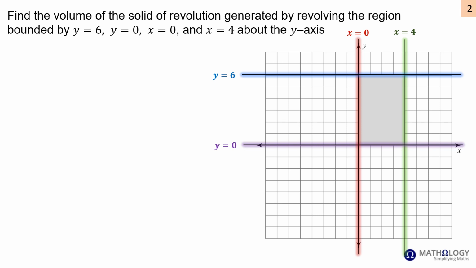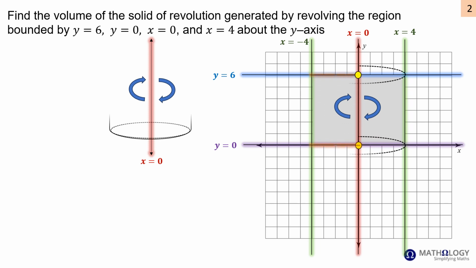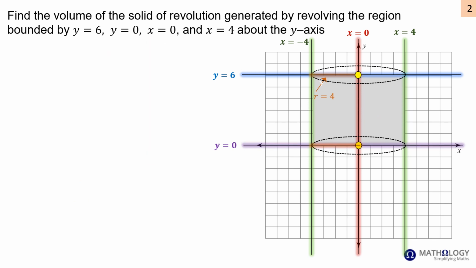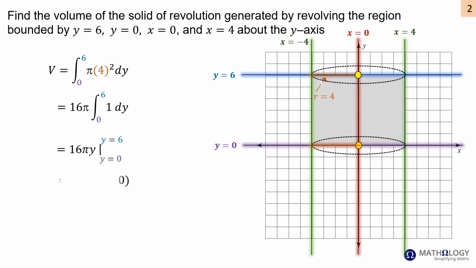Okay, we have the same problem here, but now we are rotating the solid about the y-axis. Now, since the bounded region is now type 2, the boundaries of integration are the lines y equals 0 and y equals 6. We are also now integrating with respect to y as opposed to with respect to x, as in the previous problem. So the volume is now given by the integral from y equals 0 to y equals 6 of pi r squared dy. The radius of the cylinder is 4 units, so the volume of the cylinder equals 96 pi units cubed.